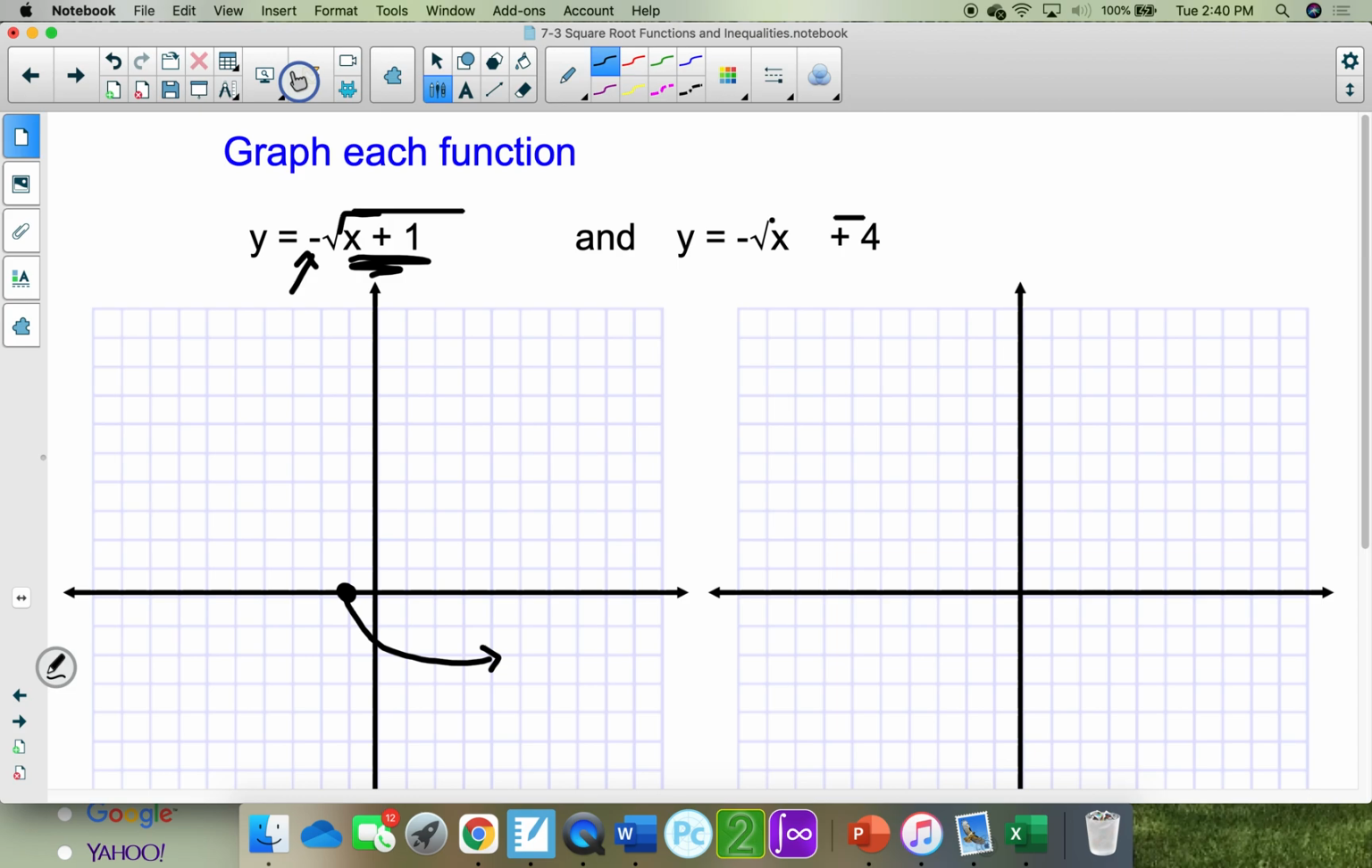And the last one, I don't know why they didn't get matched up, but the 4 is located outside of the radical, so it gets moved up 4. Notice that there's a negative sign in the problem, so it looks like that. Final answer, and we are done with the notes.